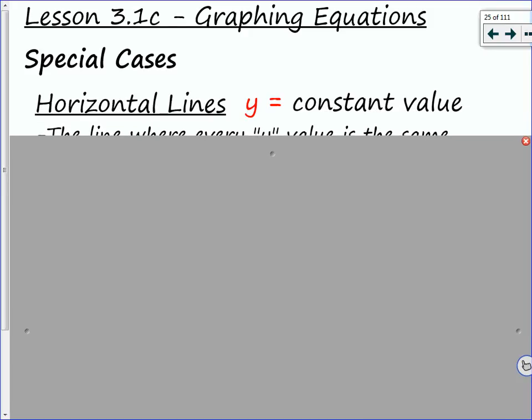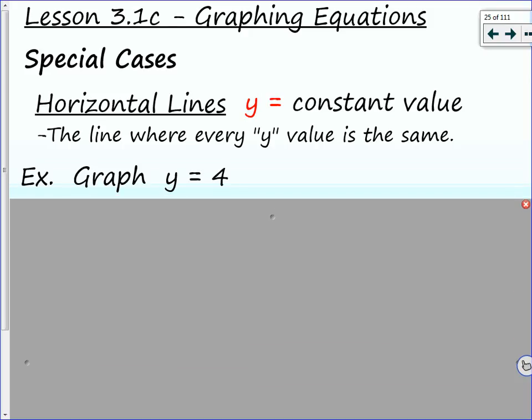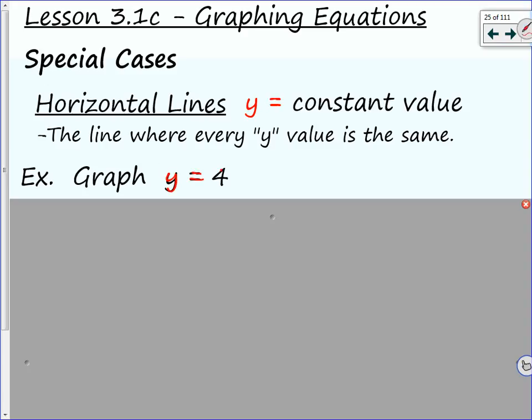So one special case is where you have to graph, for example, the line y equals 4. It's called a special case because there's no x value. When you graph it, it's just y equals a number, and there are no two variables. There's only one variable, so it looks weird. People generally have some difficulty graphing it because it doesn't follow normal rules. So it's y equals a constant value.